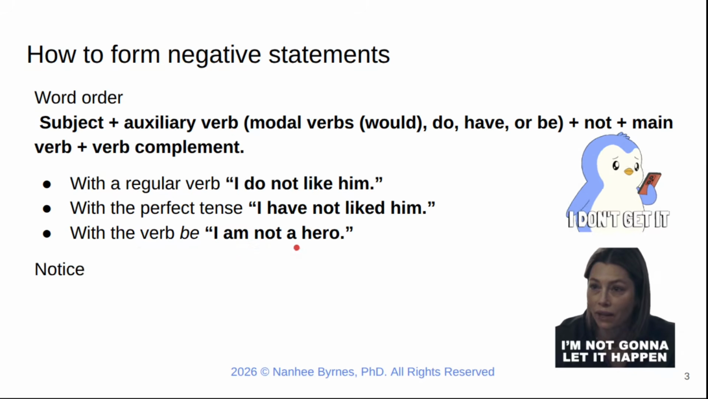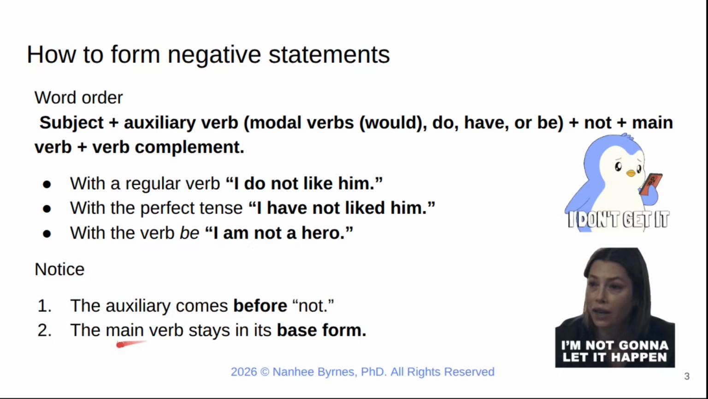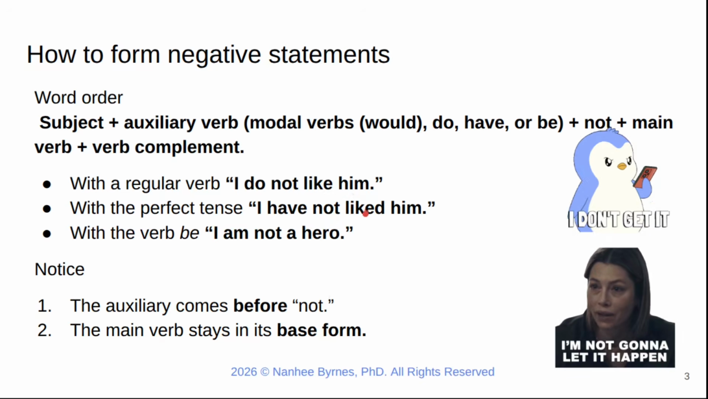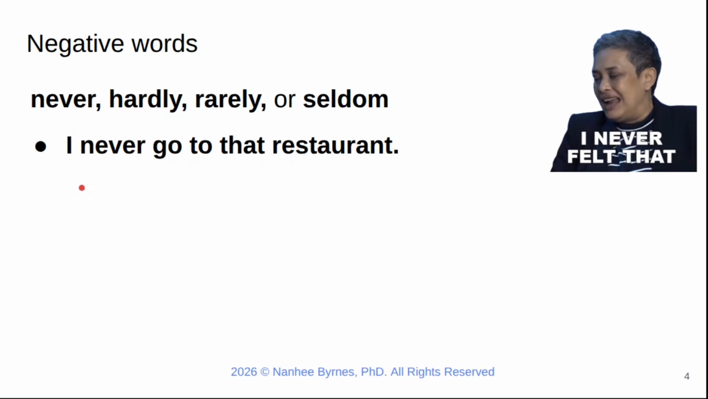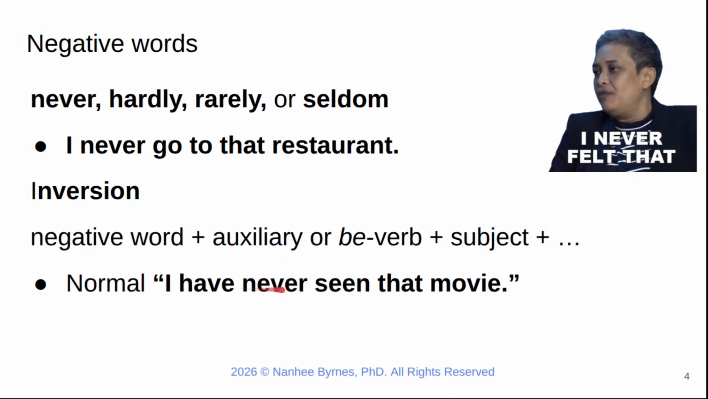Notice a couple of important things. The auxiliary comes before not. The main verb stays in its base form unless it is be, in which case the verb itself is negated. There's a twist. Other words like never, hardly, rarely, or seldom can also make a sentence negative. For example, I never go to that restaurant. Sometimes using these words triggers inversion, where the auxiliary or be verb comes before the subject for emphasis.